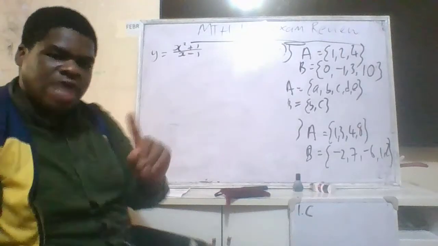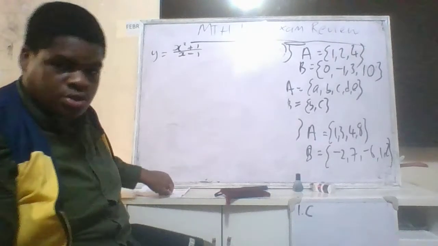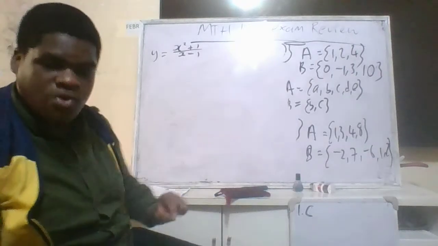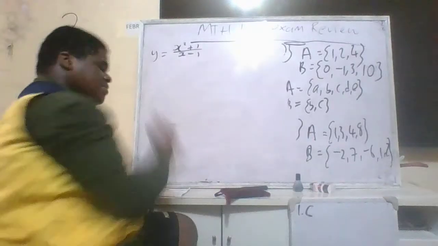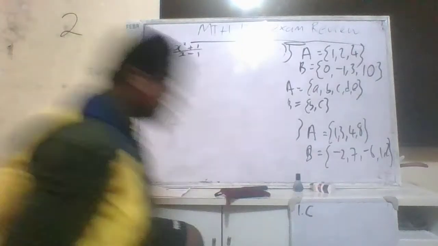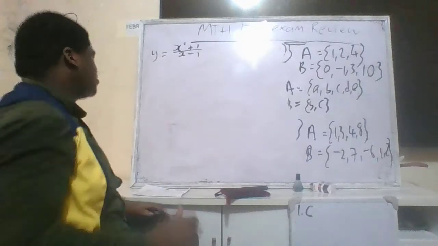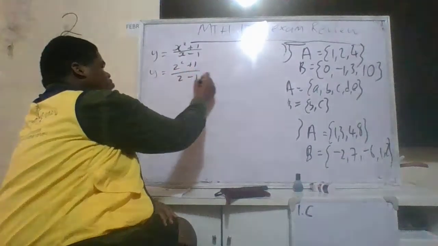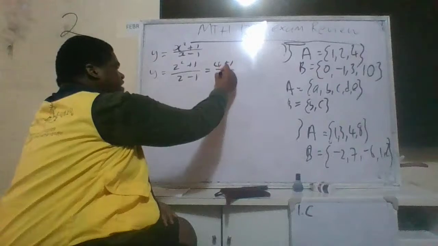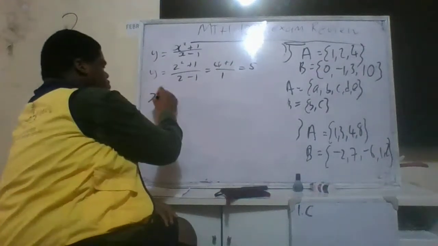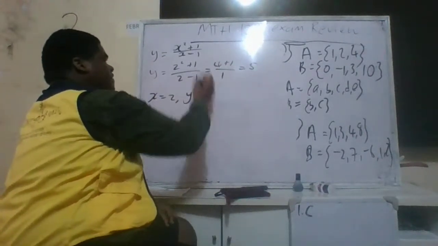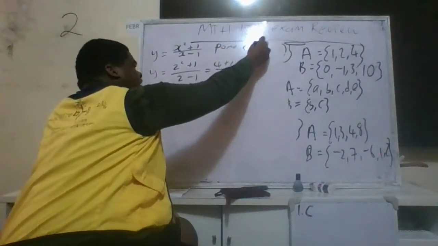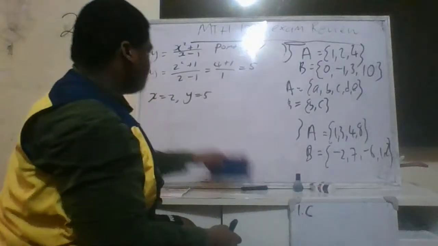Good. So now you can get the point it passes through from the question. It says it passes through the point where x equals 2. So let's find the value of y when x equals 2. When x equals 2, y is equal to 2 squared plus 1 divided by 2 minus 1. This is equal to 4 plus 1 divided by 1, which is equal to 5. So when x equals 2, y is equal to 5. That means the point we're looking for is (2, 5).